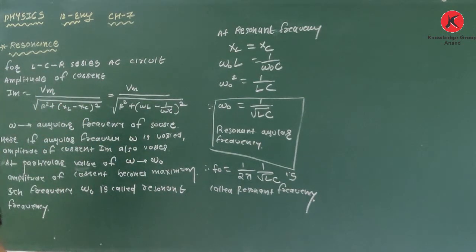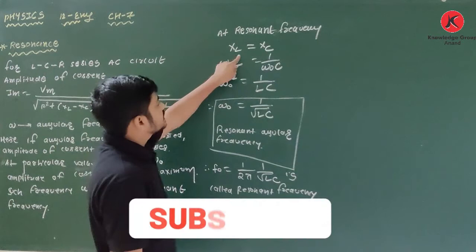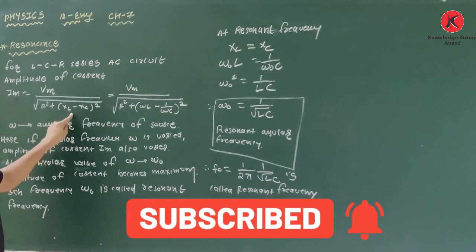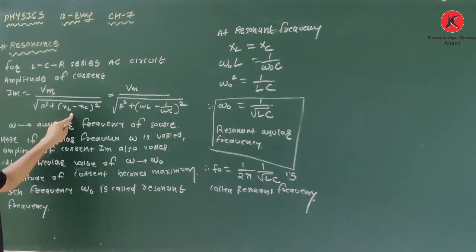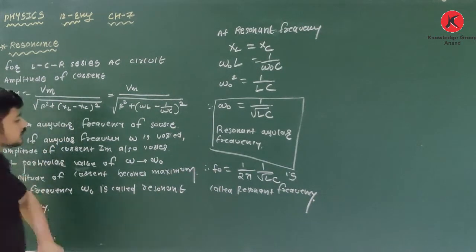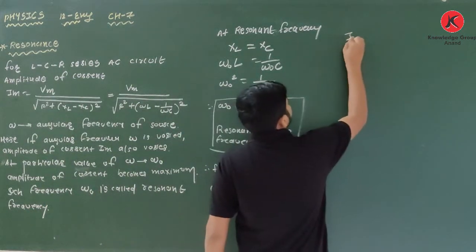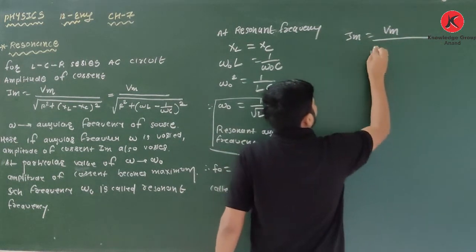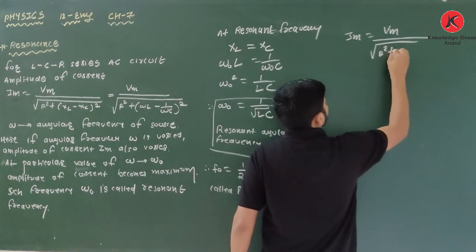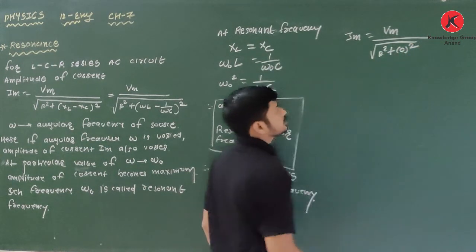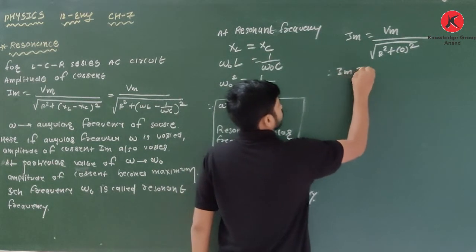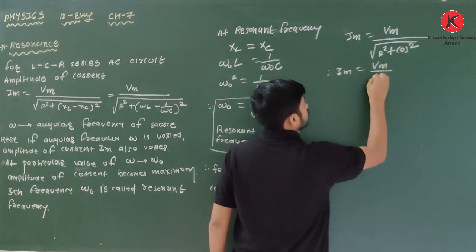Clear about this? So see what happens when XL is equal to XC. So this term will become 0. Yes or no? Then how to write Im? Then Im is equal to Vm upon under root R square plus, here it is 0 square. Simple. So therefore, Im is equal to Vm upon only R.